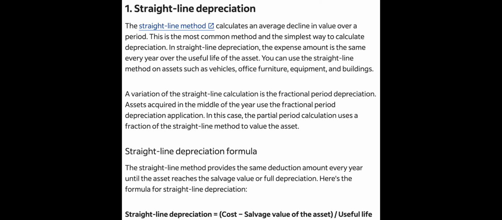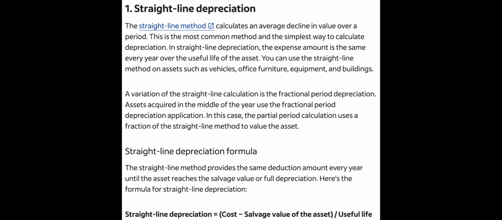A variation of the straight-line calculation is the fractional period depreciation. Assets acquired in the middle of the year use the fractional period depreciation application. In this case, the partial period calculation uses a fraction of the straight-line method to value the asset.